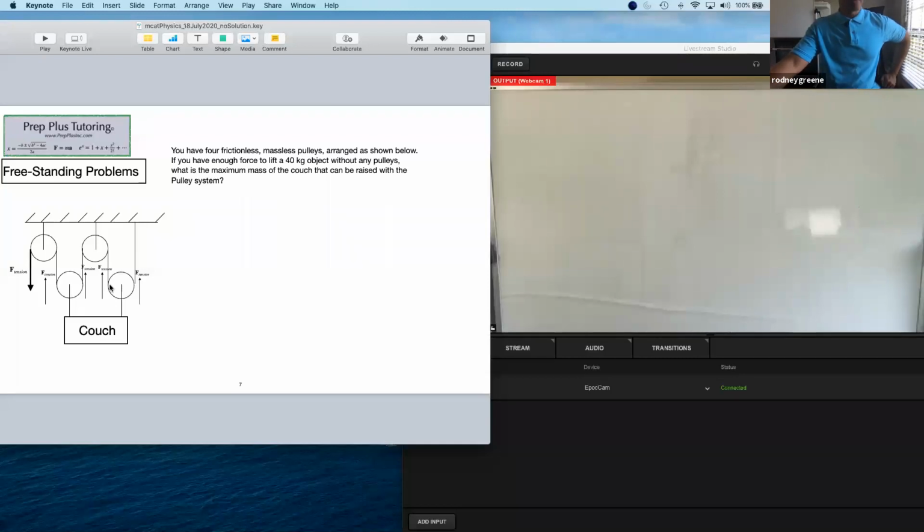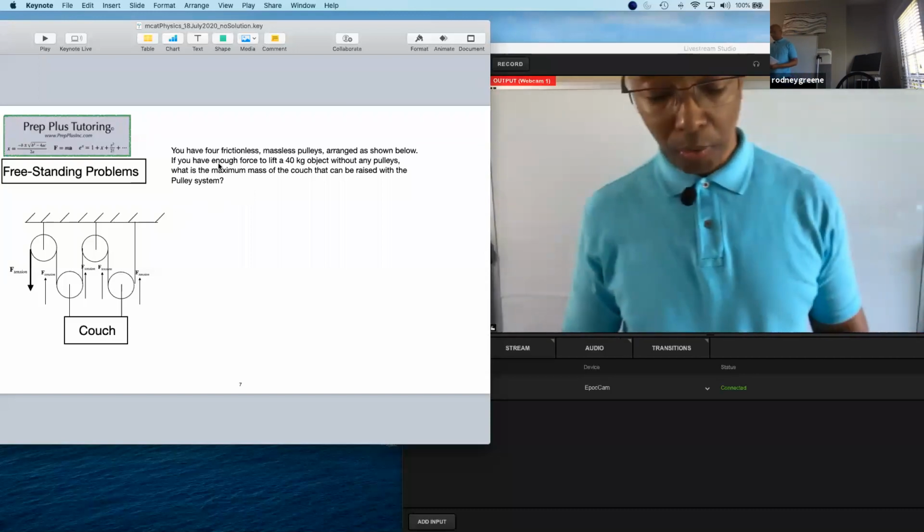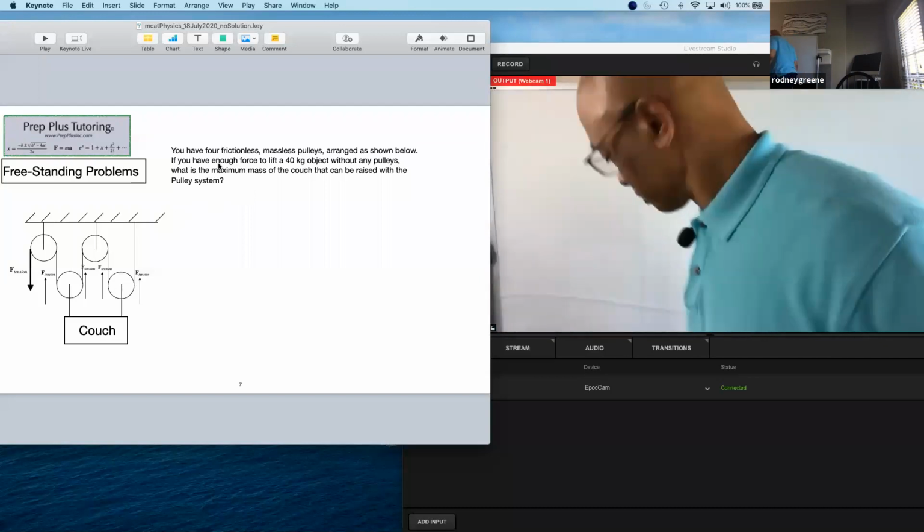So that's the problem. This is a freestanding problem, and recall, I suggest that as you see these freestanding problems, you go ahead and work on it. So the first thing you want to do is draw a picture.